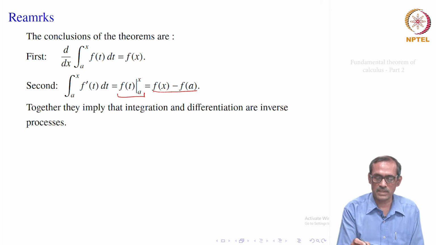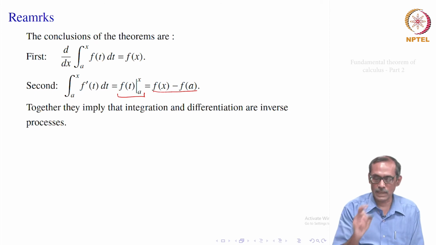So, we write f(x) minus f(a) as f of t with limits top limit x, bottom limit a. So, this is another notation for writing f(x) minus f(a). These two things we have got from the two fundamental theorems. So, now you can see together they imply that integration is really the inverse process of differentiation. You would get that the integral of the derivative is f(x) up to a constant, and the derivative of the integral from a to x is equal to f of x.